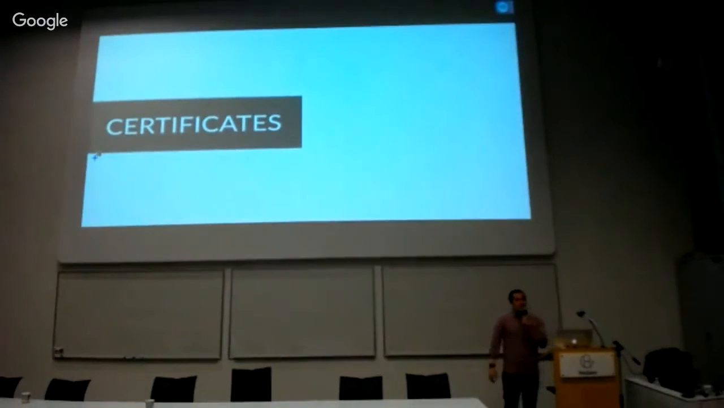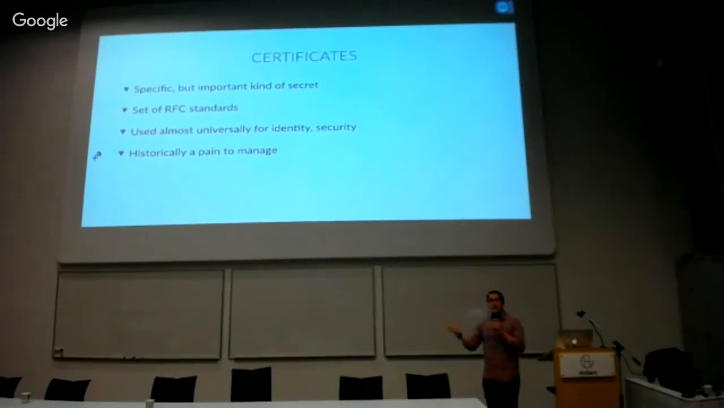As a brief mention of certificates, and certificates is also in the title of the talk, although I think it's a little bit redundant, because a certificate just is a type of secret. It's a more specific kind of secret, but it's a secret nonetheless. What makes a certificate interesting, though, is it's a secret that's backed by a dozen or more RFC standards. It's a very specific kind of secret that's used almost universally for some identity, some data encryption, things like that. But because it's so standardized and because so much software uses it, you kind of have to think about it separately and manage it separately.